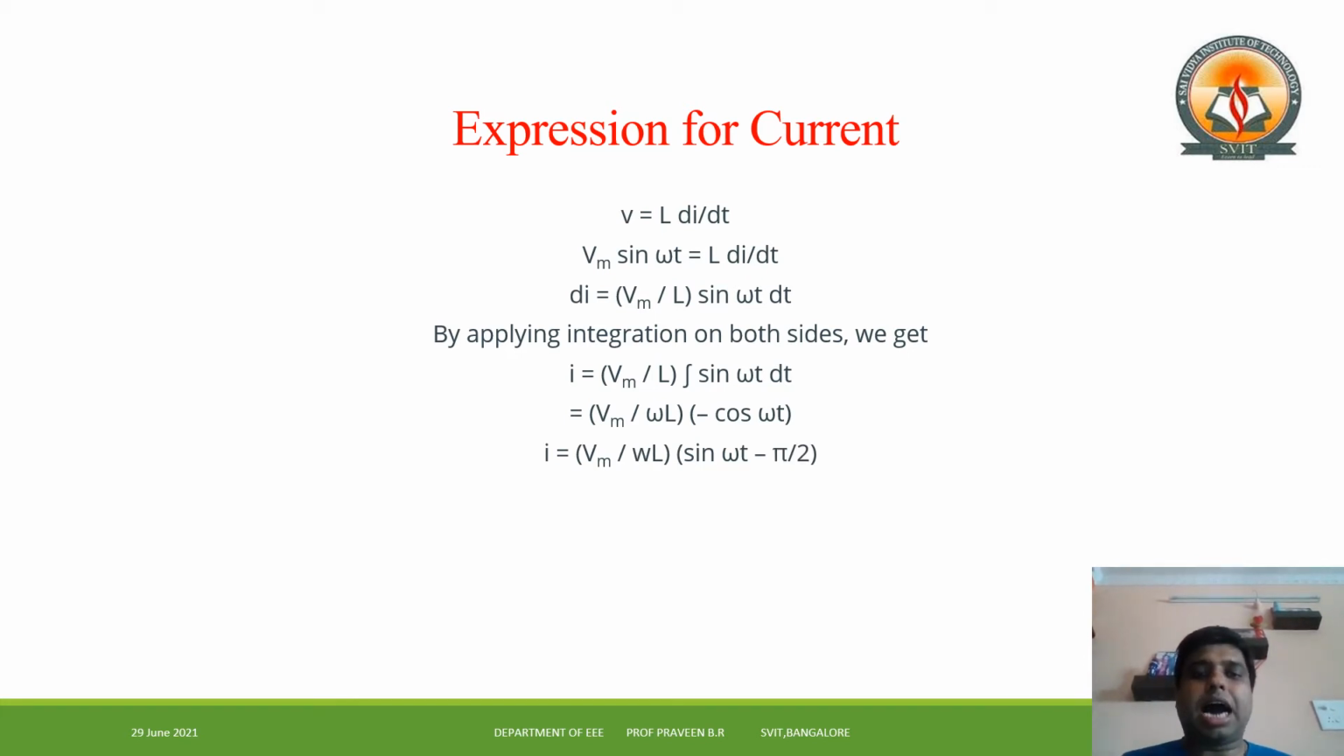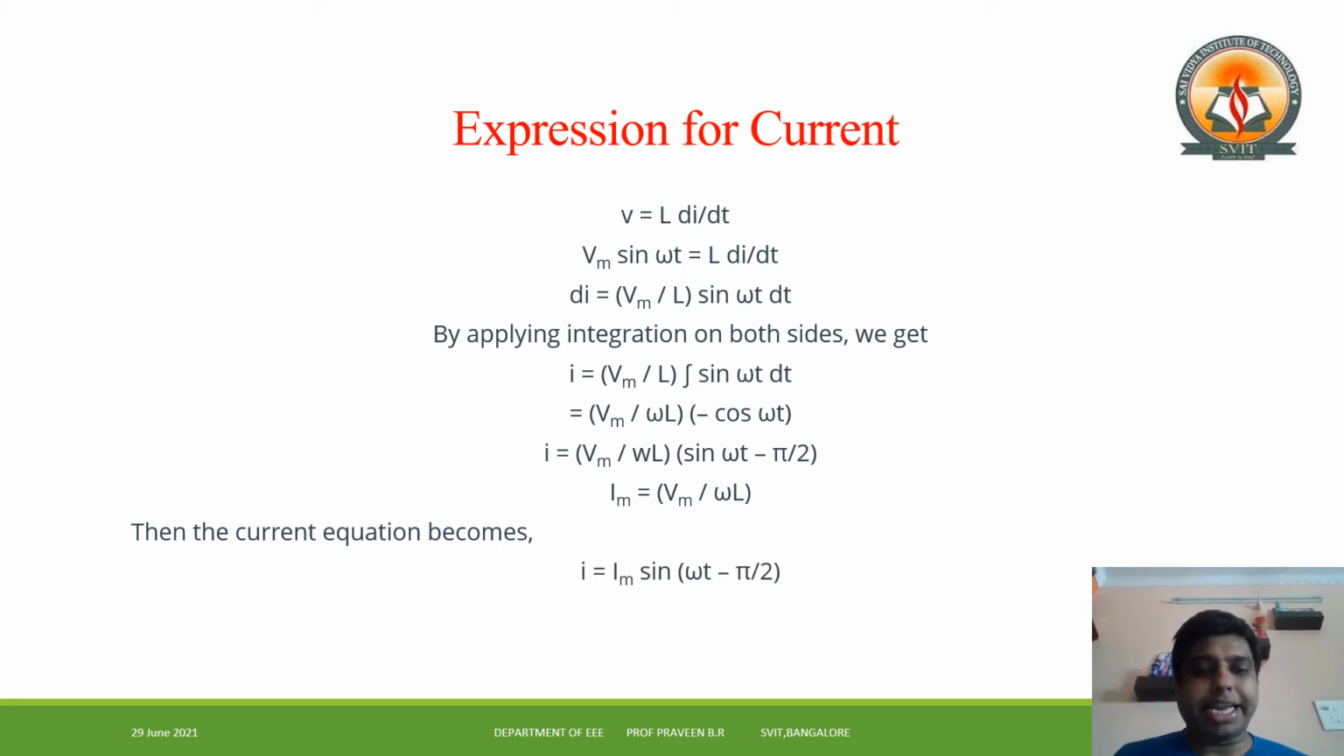If I consider Im = Vm/omega L, where omega L is called inductive reactance, I get the expression as I = Im sin(omega t - pi/2). When I compare it with the general equation, I = Im sin(omega t + phi), I get to know that the phase angle of the current is negative. So it lags by pi/2. So we understand that current lags voltage by an angle of 90 degrees.